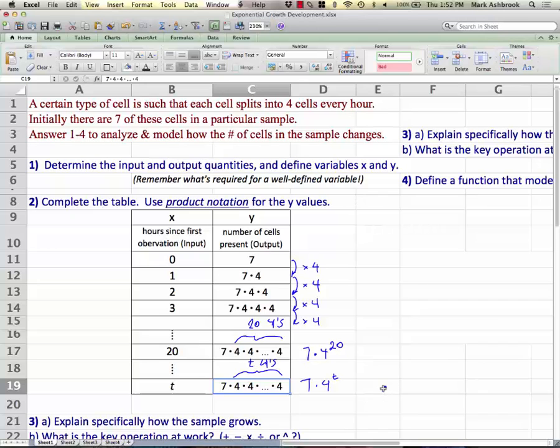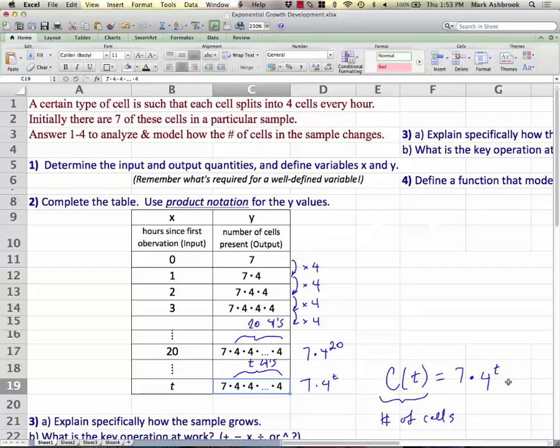So then how could we write our function? What are we doing? Cells. So cells, C of T equals. So if this is the number of cells, that's our output after T hours. We know what we do. We start with 7, and then we start multiplying by 4. How many times do we multiply by 4? T times, and so that is.